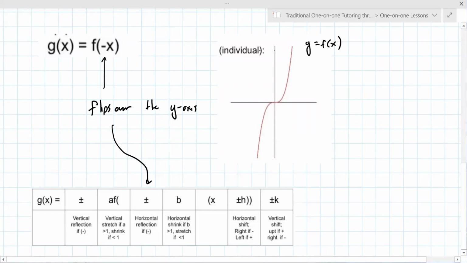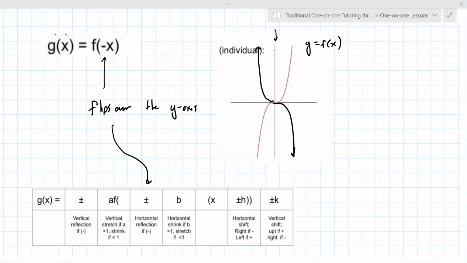So what does it look like? Well, it flips over the y-axis. So it mirrors. This is your mirror right here in the middle. So this top part looks like this. This bottom part looks like this. So that's not too bad, I guess. Is that okay? Okay.